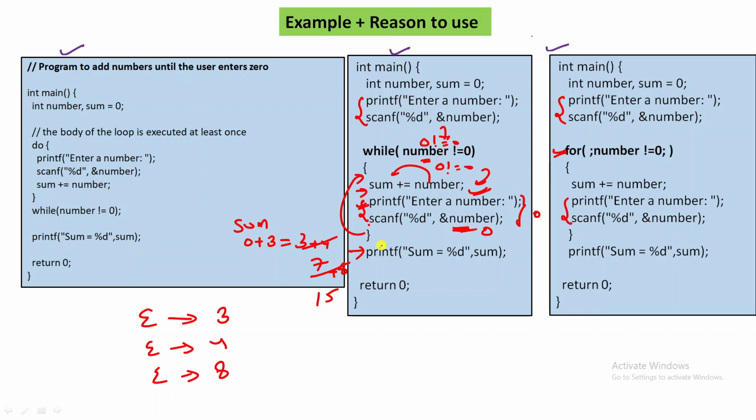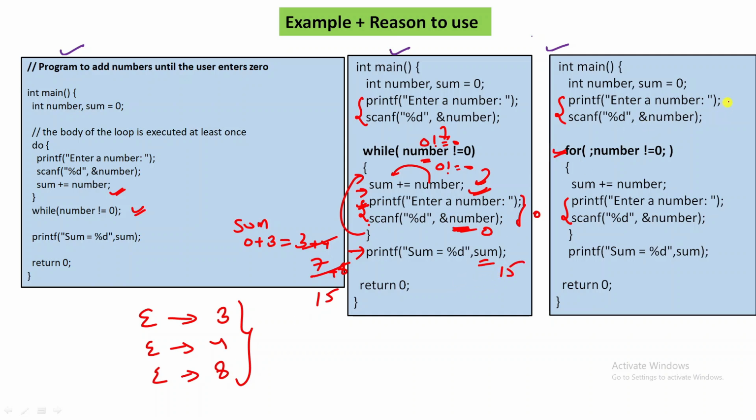I am not coming inside the body of the while loop. That means I am not adding this 0 to my sum, whereas in my do while loop I was adding it here. Whenever I enter 0, 0 was also added, although it will not make any difference, but I was adding. But here I'm not adding. So I will simply come outside this body and print the sum of 3 plus 4 plus 8, that is 15, right?